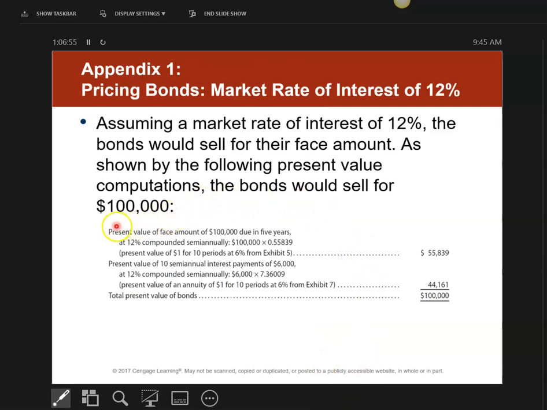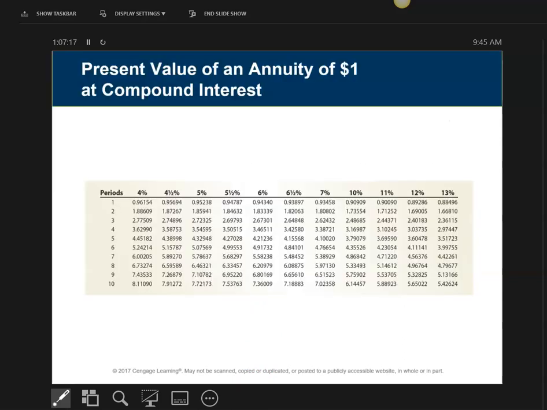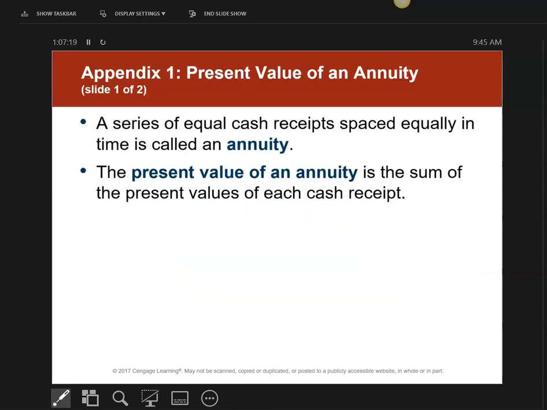So the first formula would be the present value of the face amount. So it's going to be $100,000 times my multiplier. And the second one is present value of the annuity. Remember, the annuity is the interest payment of $6,000 times this multiplier. So let's go back to the charts. Sorry, guys. Here's the first chart.